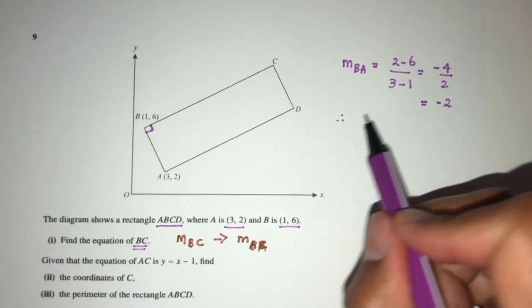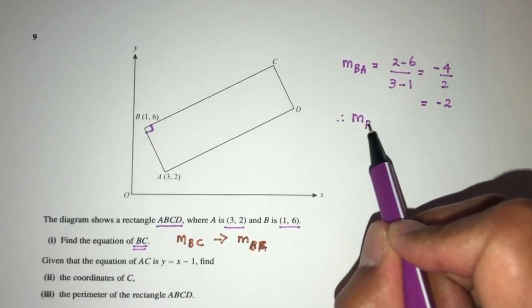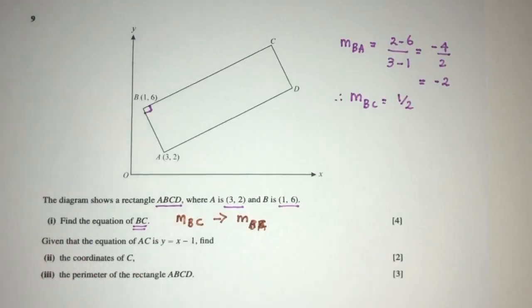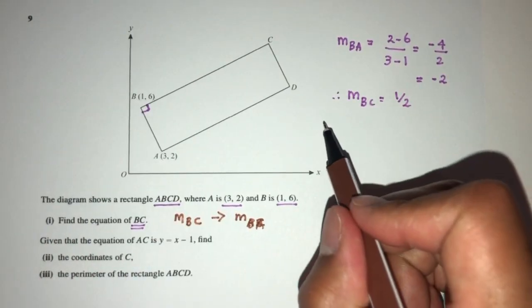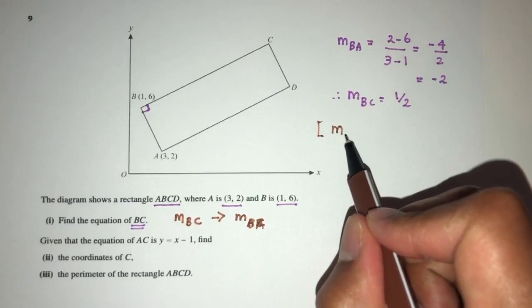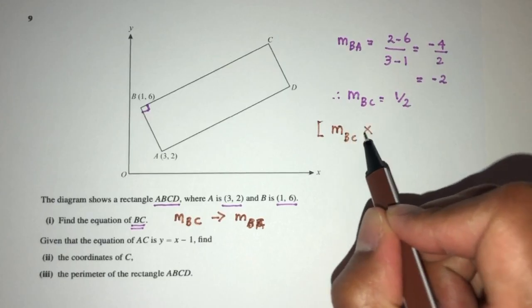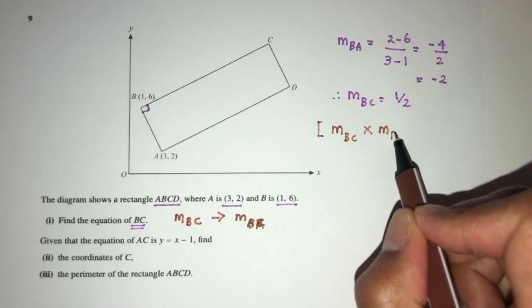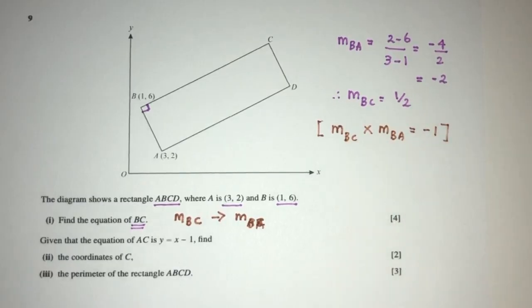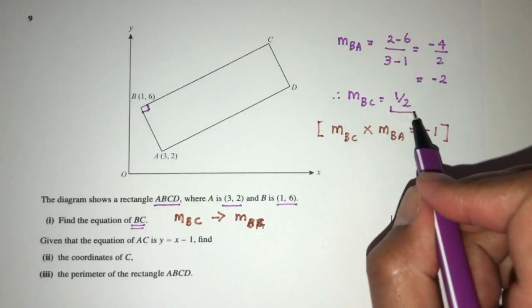From this we conclude that the gradient of BC has to be the value of half, because they are at 90 degrees to each other. So we have to know this concept behind, which is the gradient of BC multiplied by the gradient of BA has to give you the value of minus 1, because they are perpendicular to each other. That's something we have to know for this kind of question. So now since we have the gradient, we can move on to find the equation.